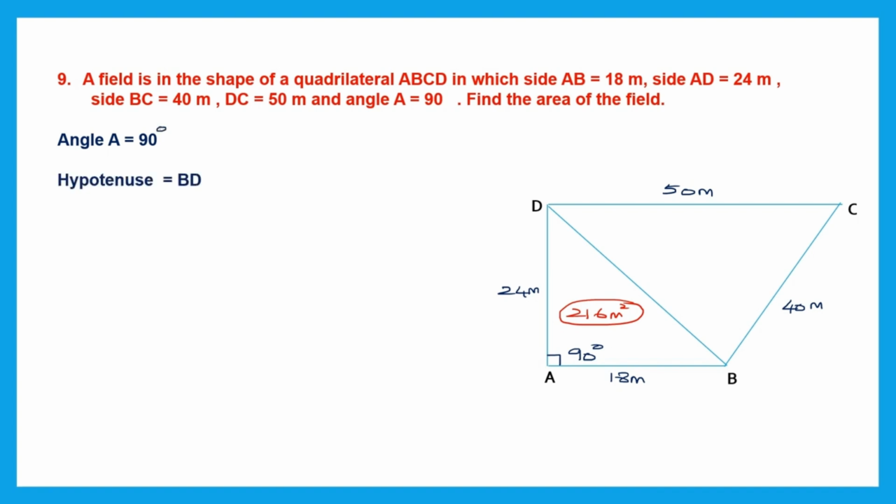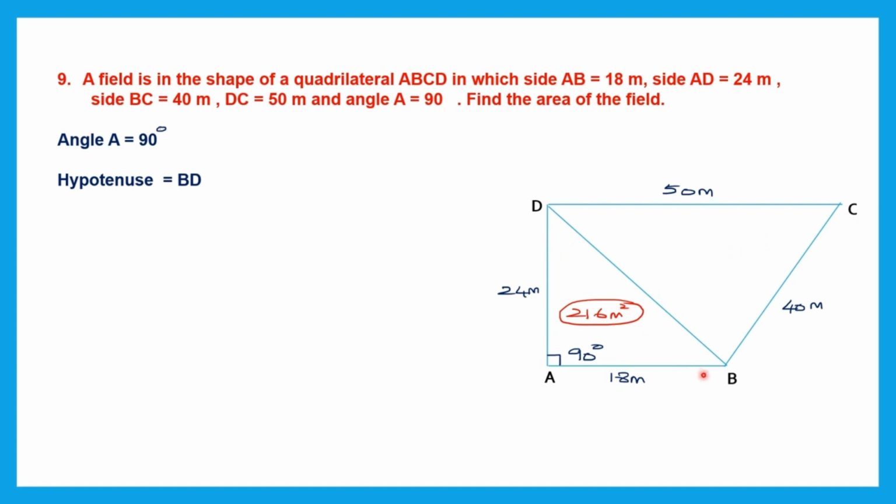And the hypotenuse is BD. Now what is the hypotenuse? Hypotenuse is the side that is opposite the right angle. Angle A is the right angle. So to find this side, this becomes the hypotenuse of this triangle. So now we are going to find the hypotenuse. Once we find this measurement, this becomes the side of this triangle also, isn't it? Then we can find the area.